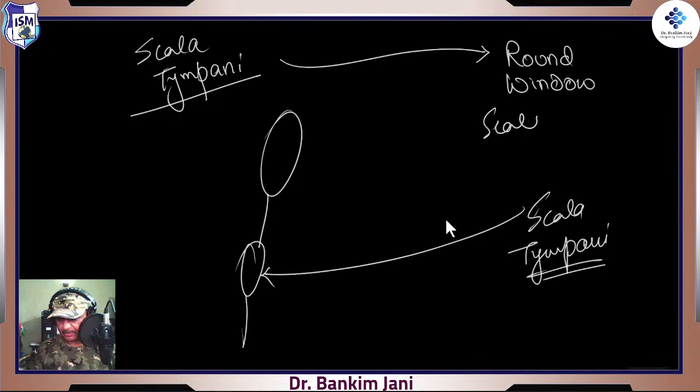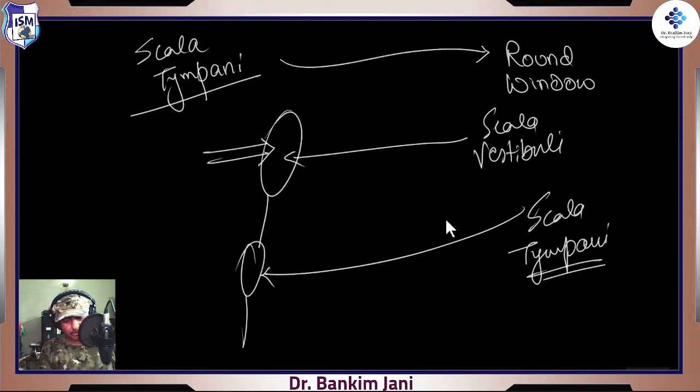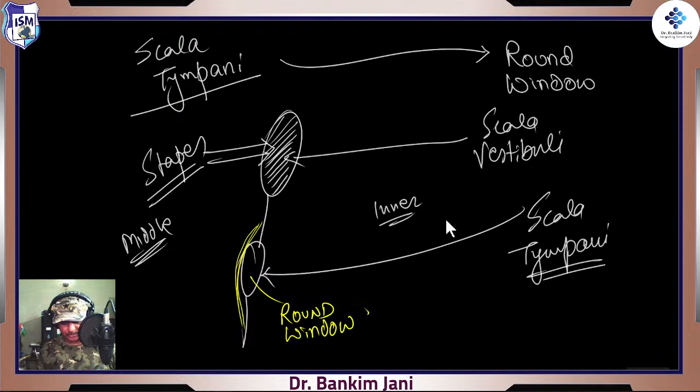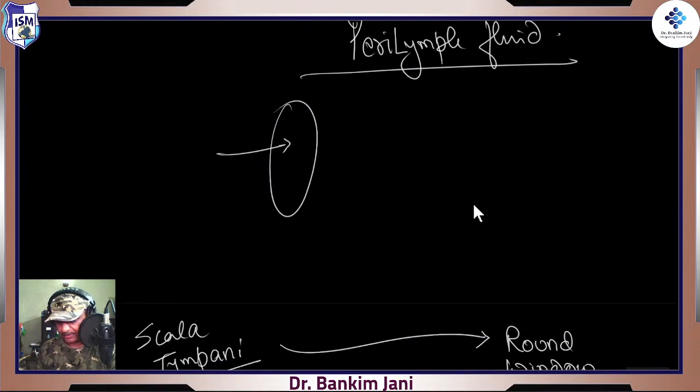So this scala vestibuli would be terminating on the oval window. And on this oval window, the stapes is there. So here, this is the middle ear, and this is the inner ear, and this is that junction. And this is the reason, because scala tympani is not in the hearing part, that this is just covered with one membrane. That is the round window. So just keep in mind, this is the round window. It is the oval window which would be operational, and the oval window is with the vestibuli.